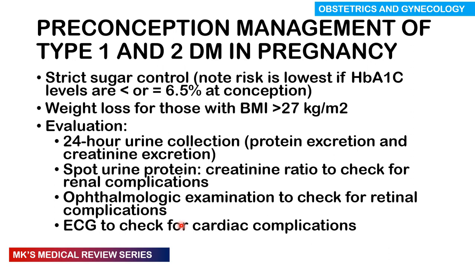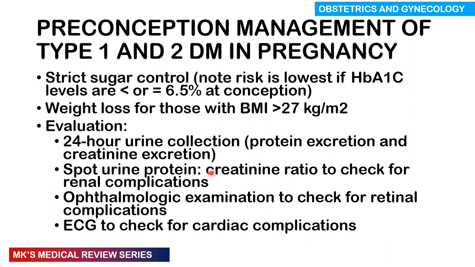You want strict control, whether it's type 1 or type 2. You want the levels of HbA1c to be equal to or less than 6.5. You encourage those that have type 2 diabetes to lose weight, especially those that have a BMI greater than 27. We can do certain tests. We should do a 24-hour urine collection to check for any proteinuria or the amount of excretion of creatinine.